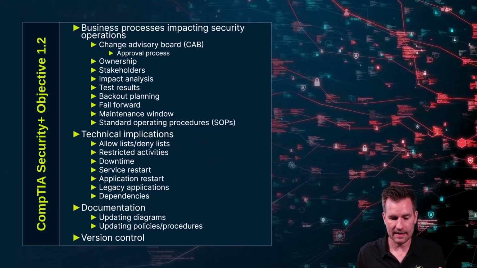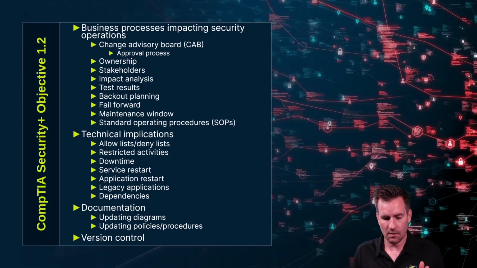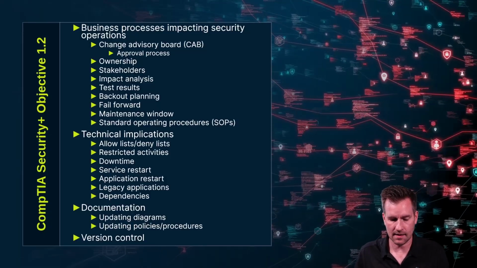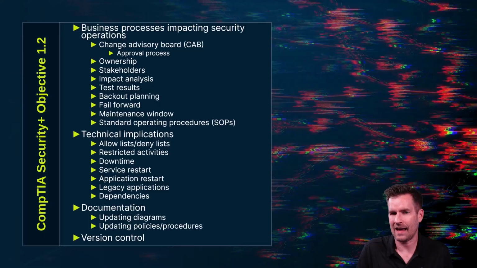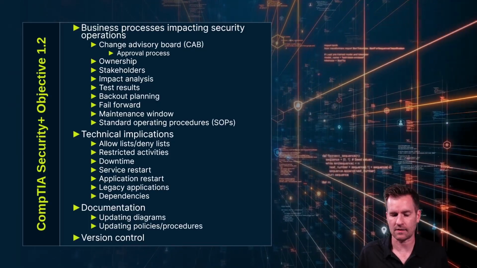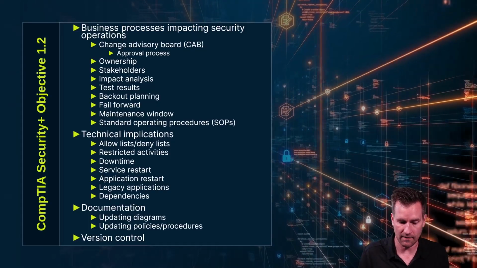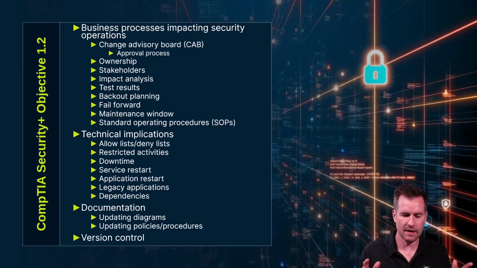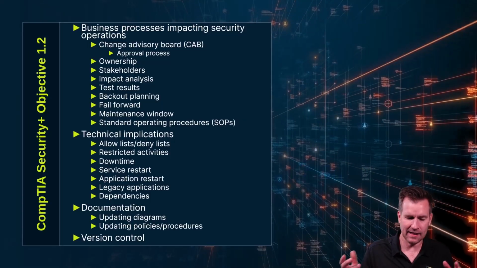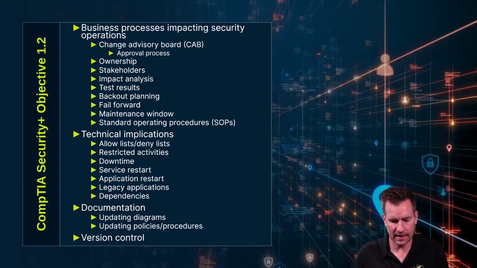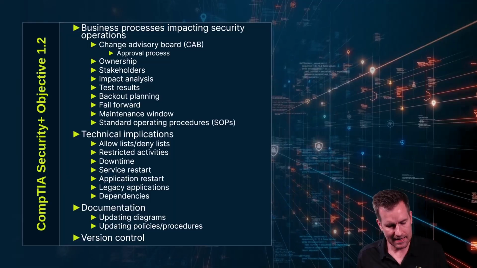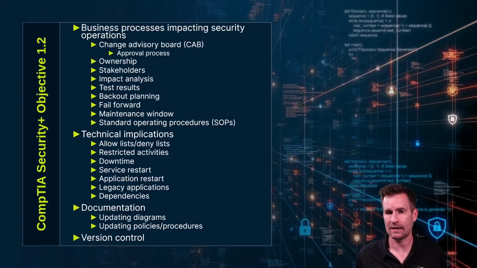What we'll be covering is the business processes impacting security operations. So essentially, it's that change management process. What does it look like? We're going to talk about things like change advisory board, ownership, stakeholders, impact analysis, test results, backout plans, fail forward, maintenance windows, and standard operating procedures.